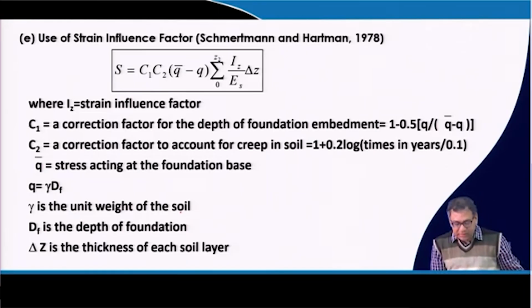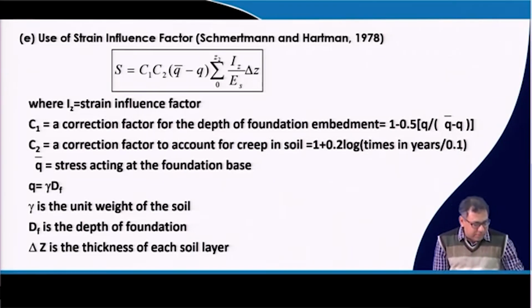Now, I will give you what Z2 is. Here two correction factors are given: a correction factor for the depth of foundation, the depth correction factor, and a correction factor due to creep in the soil. So, one is due to the depth of the foundation, and another considers the creep effect of the soil. These two correction factors C1 and C2 can be calculated by using these expressions, where the time is in years divided by 0.1.